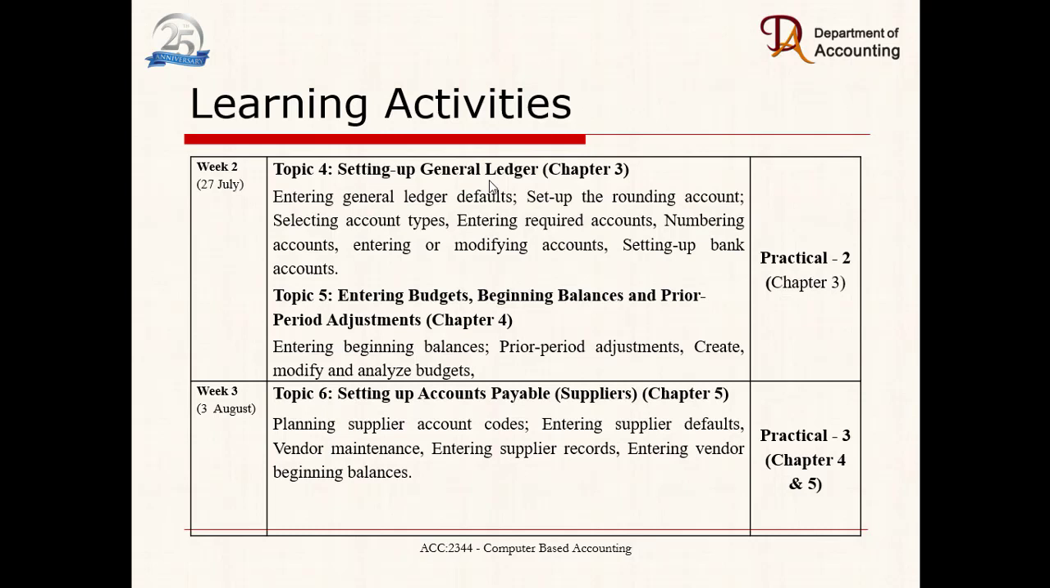Apart from that, on the same day, we are going to learn about entering the beginning balances. Entering the beginning balances, in the sense that we are assuming an organization that currently has a manual accounting system. At one point in time, they decide they need to convert their accounting system to a computer-based accounting system.